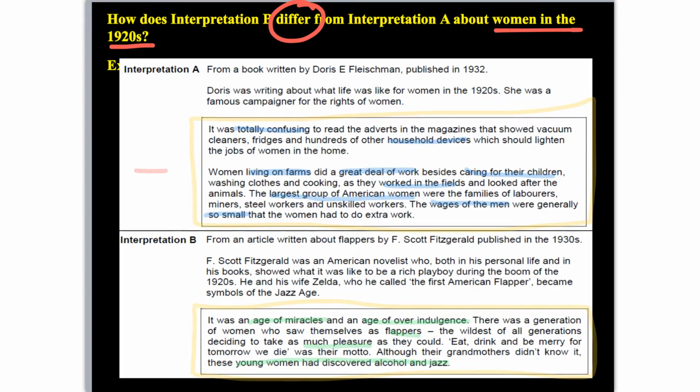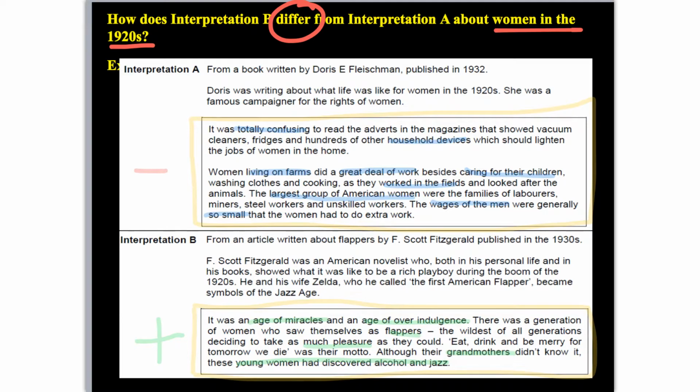So you can see here the impression is much more positive in terms of the 1920s and life for women. And although perhaps their grandmothers didn't approve or didn't know about what was going on, in reality there was an awful lot of opportunity and also a rather carefree attitude towards life. So if we look at the two interpretations together, you can see that on the one hand we've got a rather negative interpretation offered by Fleischmann, and on Fitzgerald's side we have a much more positive interpretation.